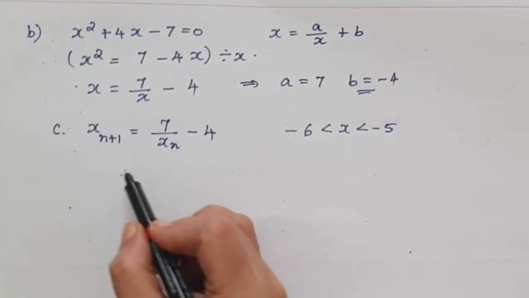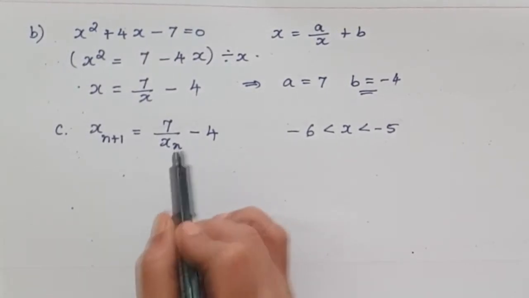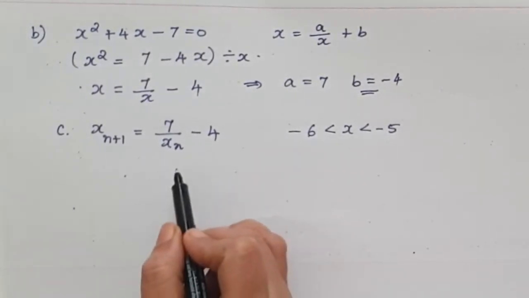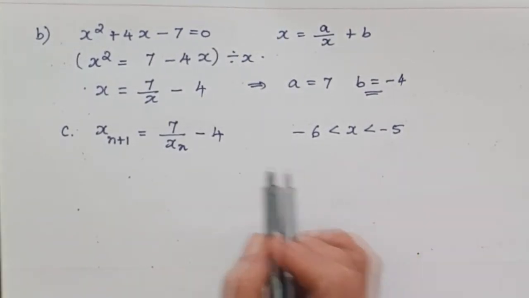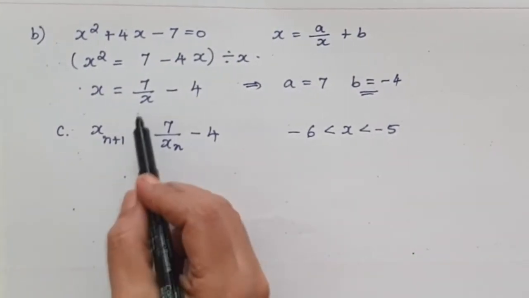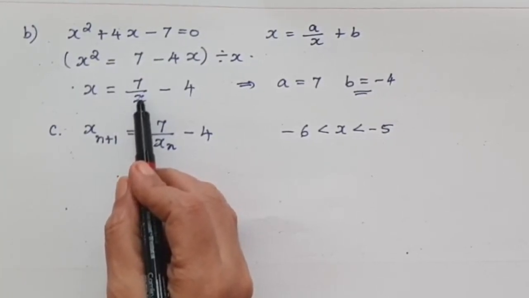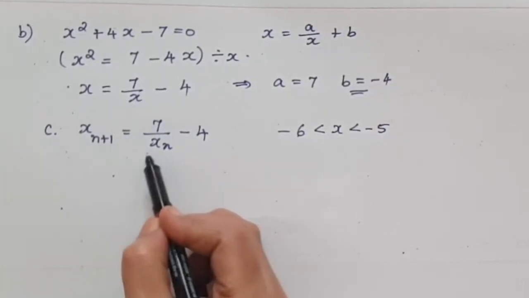The C part of the question, we need to find the particular root. That is, we have to find an answer for x in the interval from minus 6 to minus 5. So in order to do that, this equation which we found in the B part, we add some subscripts.